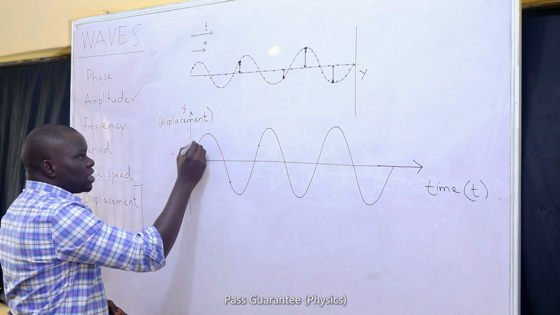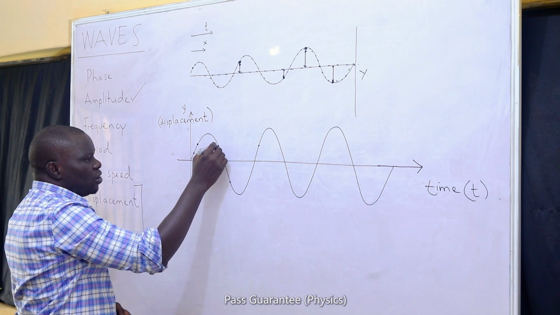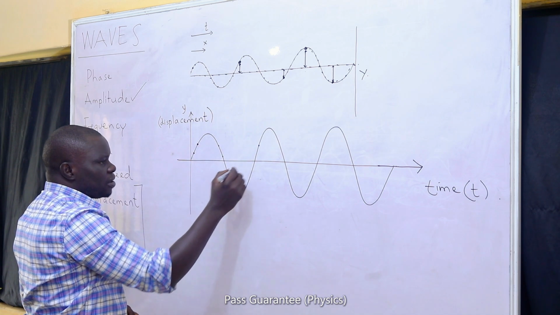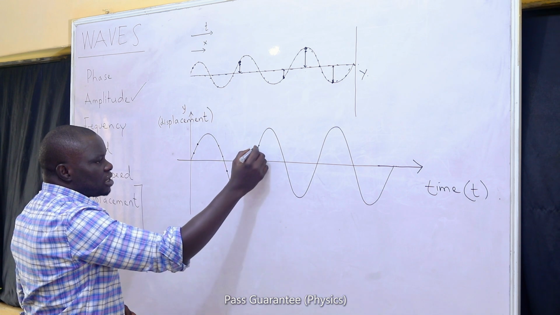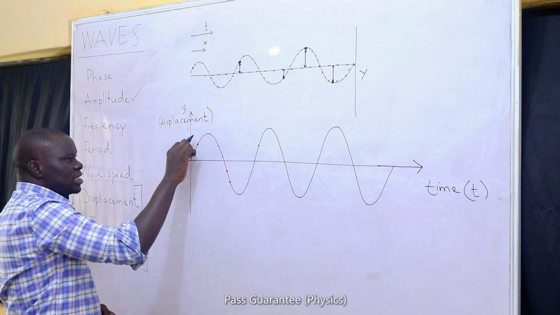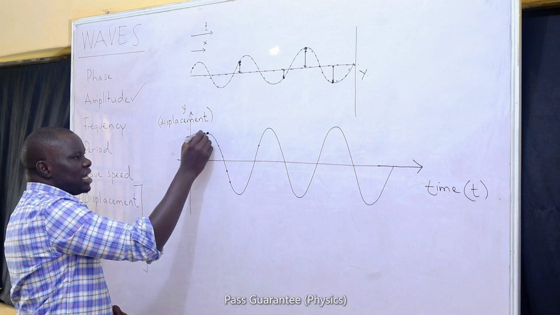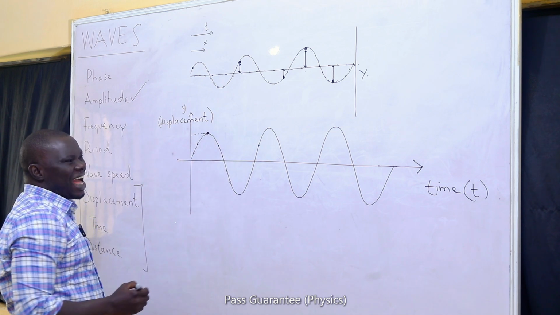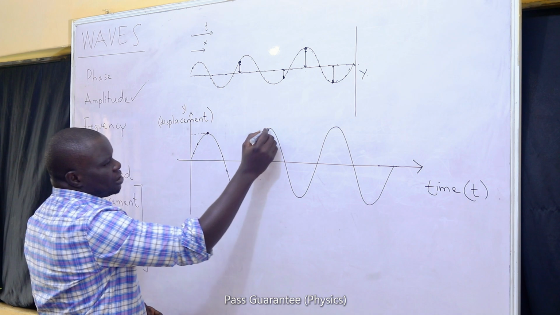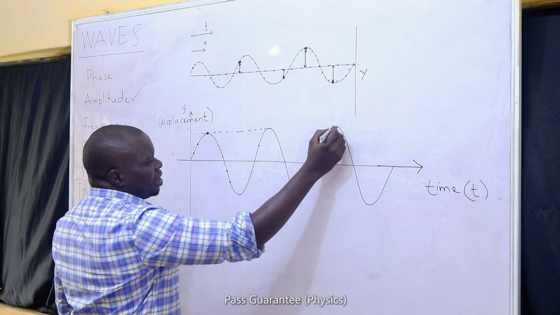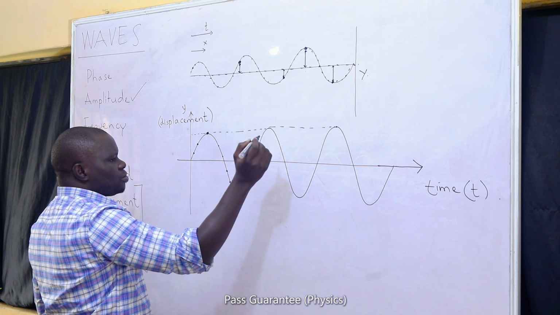Every single point, like I've said earlier, that you pick on this wave has a displacement. If I pick a point and I ask you to find the displacement, just trace it to the y-axis and read out the displacement. But you will discover that there's a particular point that seems to register the maximum, the highest displacement. There's another point that also seems to register the maximum displacement.